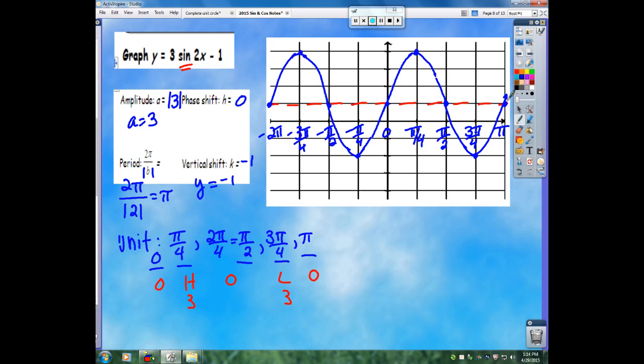Alright, and like I said, it continues. So we're just where we were stopping our particular graph. So those are what I say, the 5 key points. That's what we're looking at. I'm going to graph them on either side.